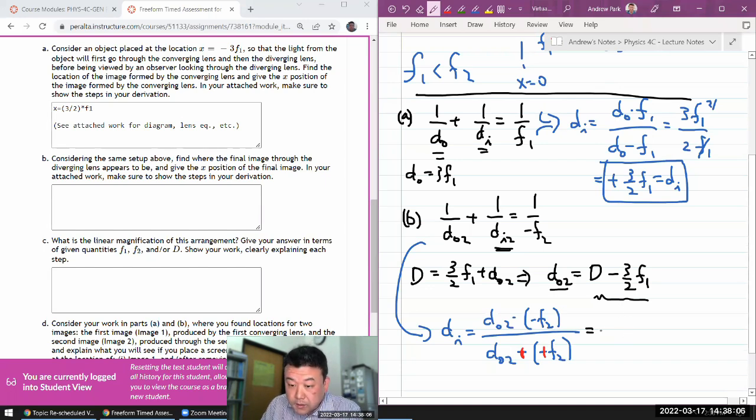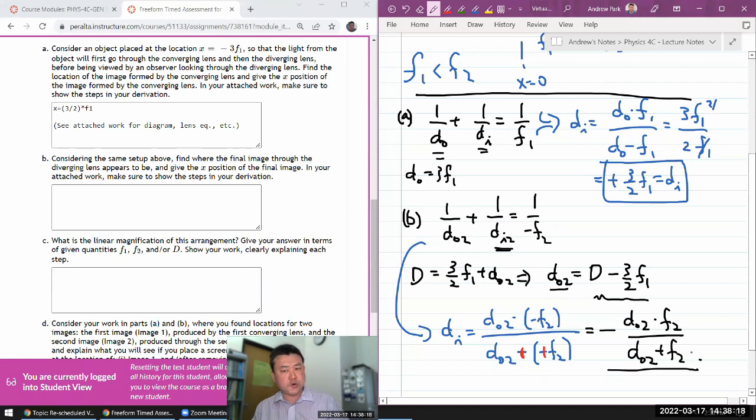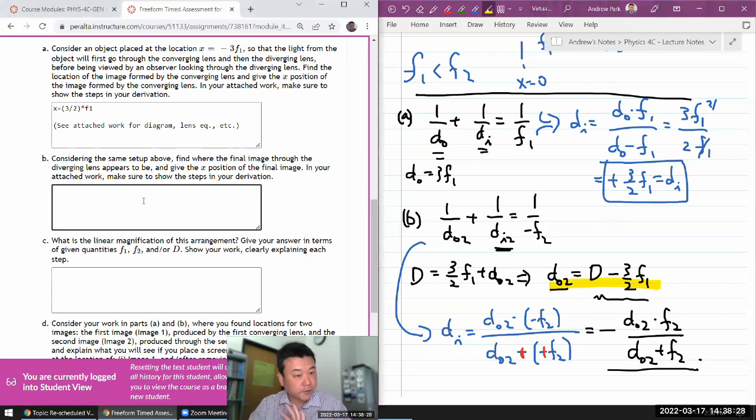So it would be minus DO2 times F2 over DO2 plus F2. And at this point, I guess you do have some choice. You can choose to plug this into your expression so that you can put in an answer all in terms of the known quantities. That's possible, doable.